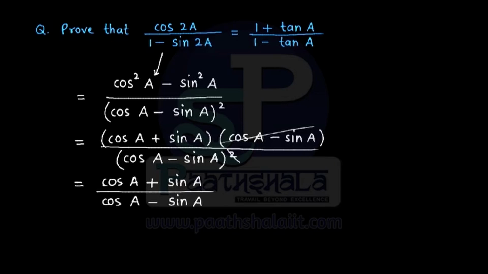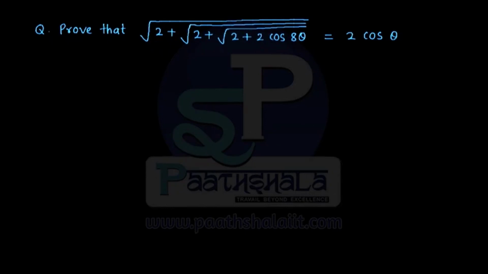And here if you compare with whatever we have to get in the right hand side, we want tan a, and tan is what? Sin by cos. So clearly here, if we divide both numerator and denominator by cos, we will get 1 plus tan upon 1 minus tan as required, right? So that proves the result. Let's see one more sum.